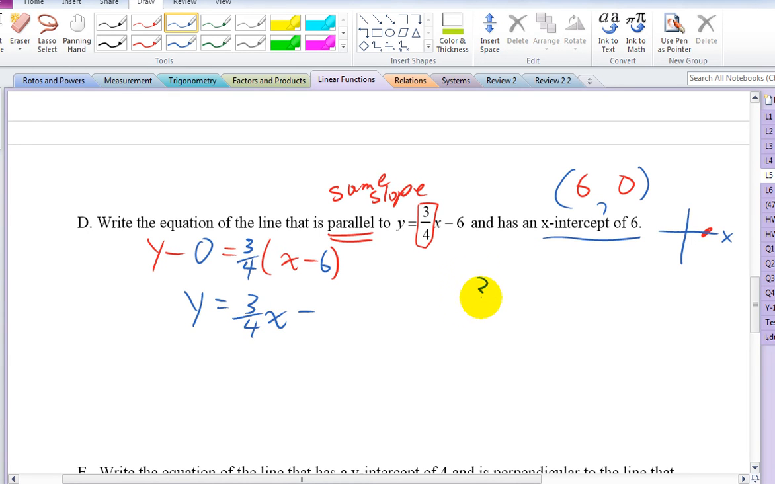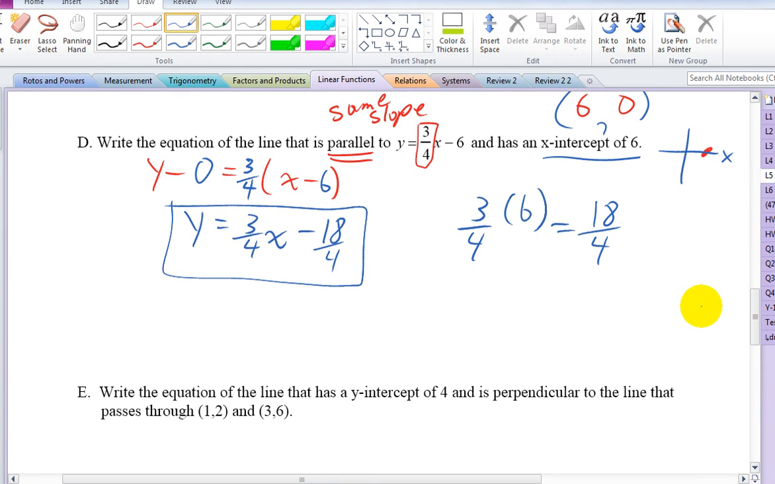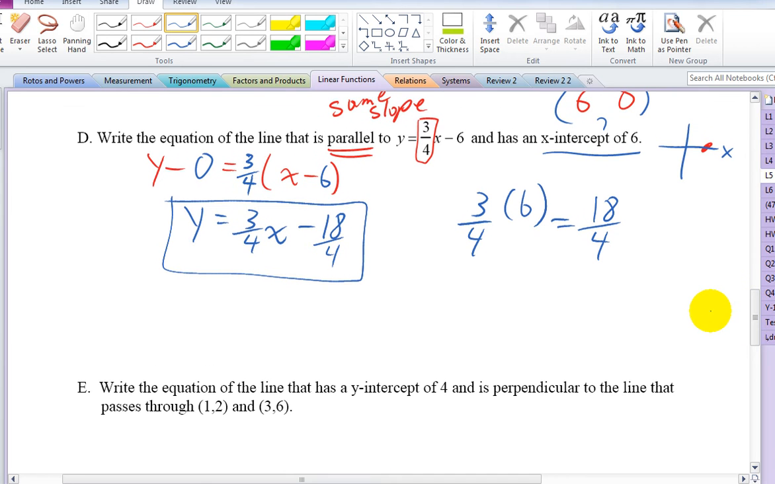Now what is 3/4 times 6? Easy one. Gotta know how to multiply fractions, folks. 18/4. Right, we're doing fractions from now until June. And there's your answer. Questions? Okay, read the next one.